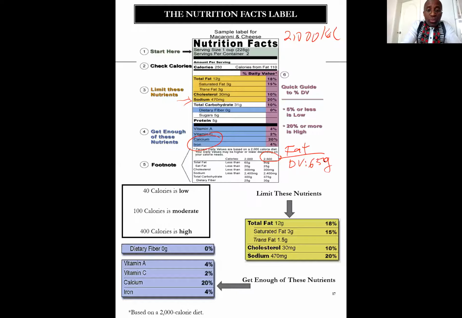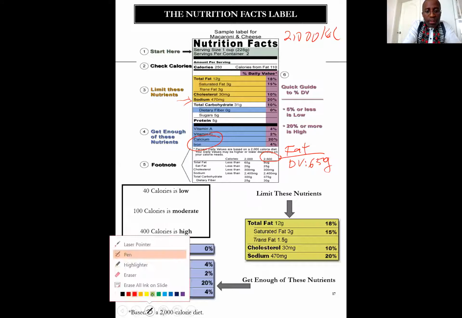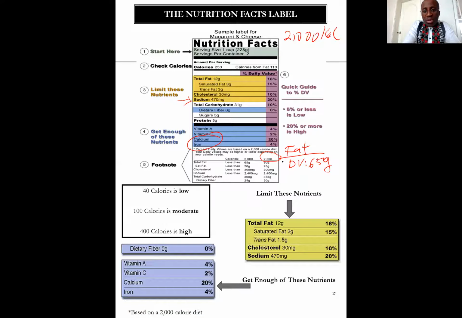But daily value for somebody who's eating 2,500 kilocalories is different. His daily value here, which number do we have, is 80 grams. Okay? So once again, in Food and Nutrition English 1, we saw the basics.